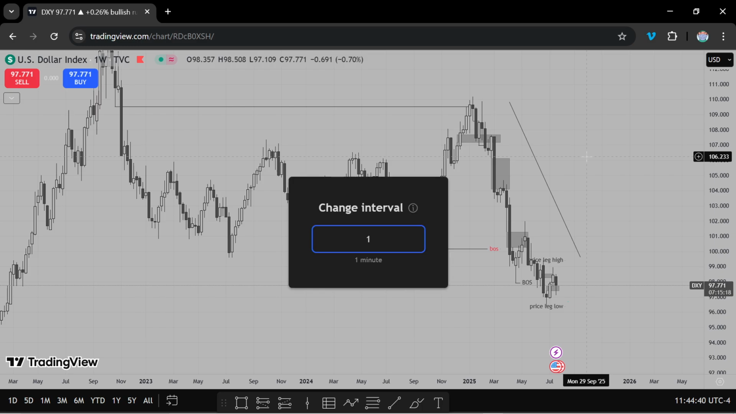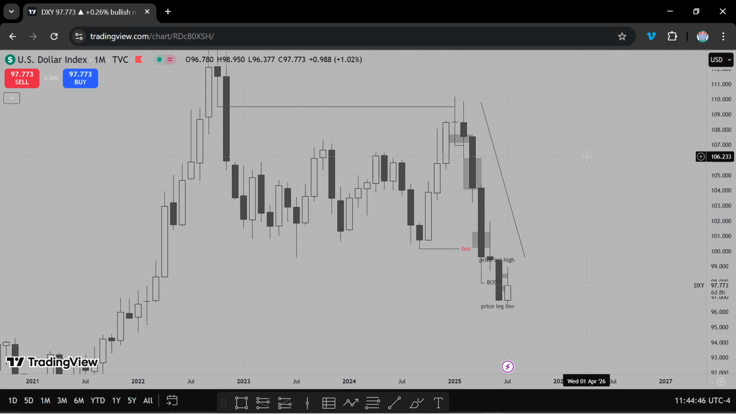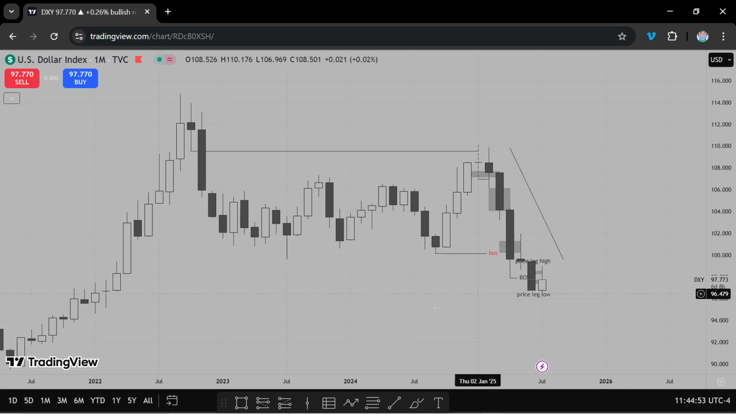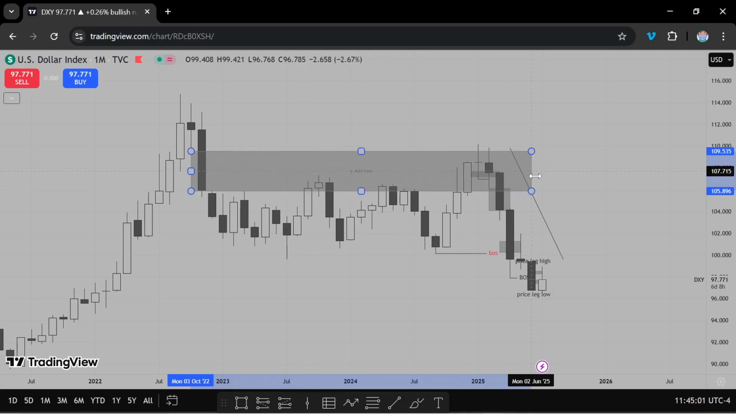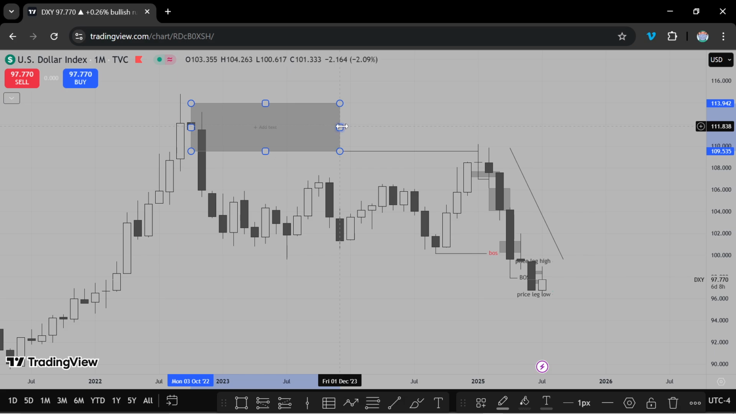I tend to look for bias from the higher time frames. I will explain a bit what has been happening on the XY. First and foremost, we tapped into this fair value gap right here, and then we mitigated the fair value gap right here. We didn't mitigate this fair value gap right here, and then this is our supply zone as well. It's a really big area, and this is the top of our fair value gap right here, this line right there.